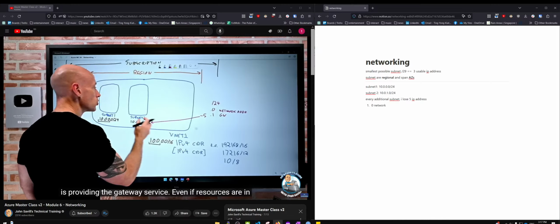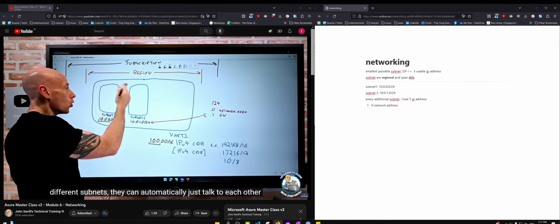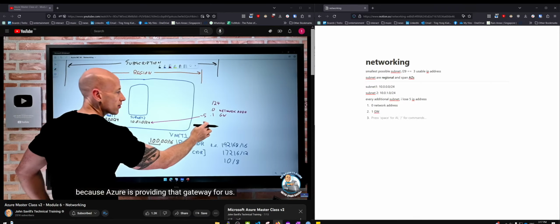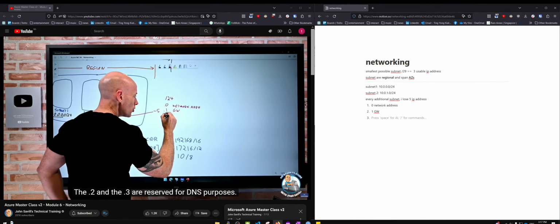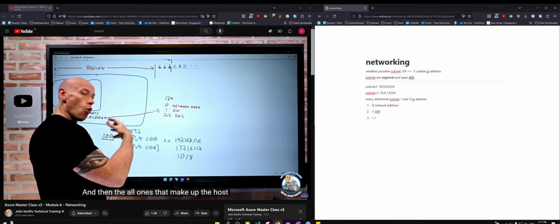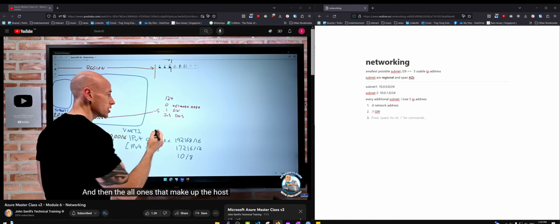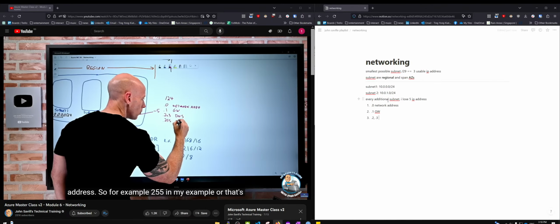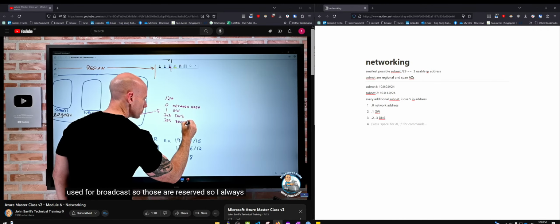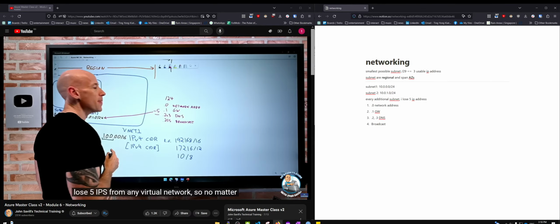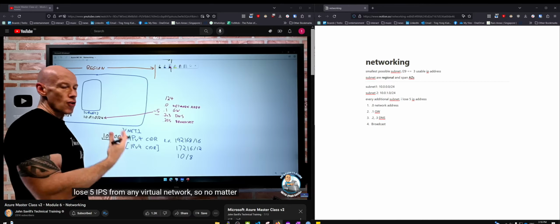Even if resources are in different subnets, they can automatically just talk to each other because Azure is providing that gateway for us. The .2 and the .3 are reserved for DNS purposes, and then the all ones that make up the host address, so for example, .255 in my example, well, that's used for broadcast. So those are reserved. So I always lose 5 IPs from any virtual network.